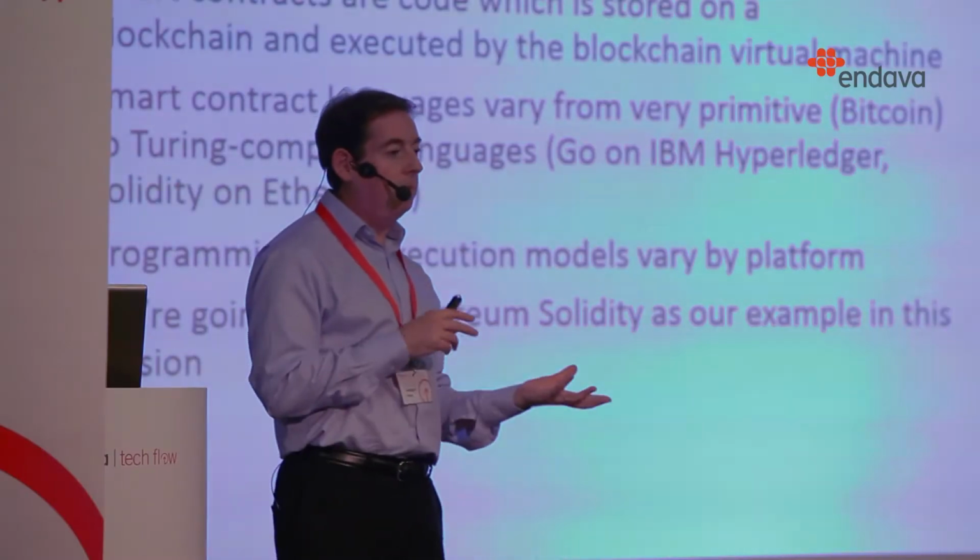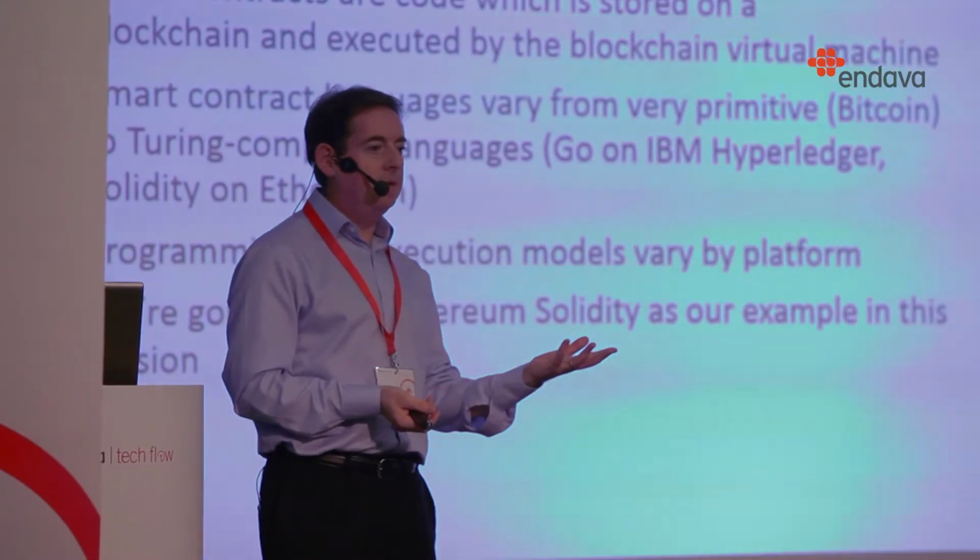And we'll see that a bit later. And then IBM Hyperledger actually uses a stripped-down version of Go, which was something of a surprise when I found out, but it genuinely does. So they vary a lot. And so that means the programming and execution model vary by platform. It's the same sort of problem you get with public cloud. If you've built an application on Bluemix, good luck moving that to Amazon. If you built something on Hyperledger, don't even think about trying to move it to Ethereum. It just doesn't move. They're completely different models.